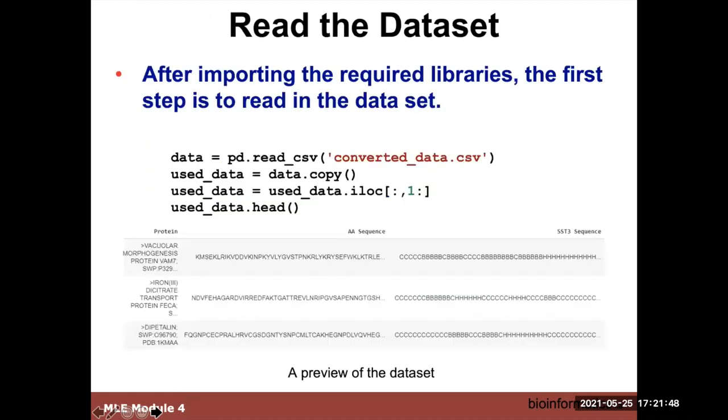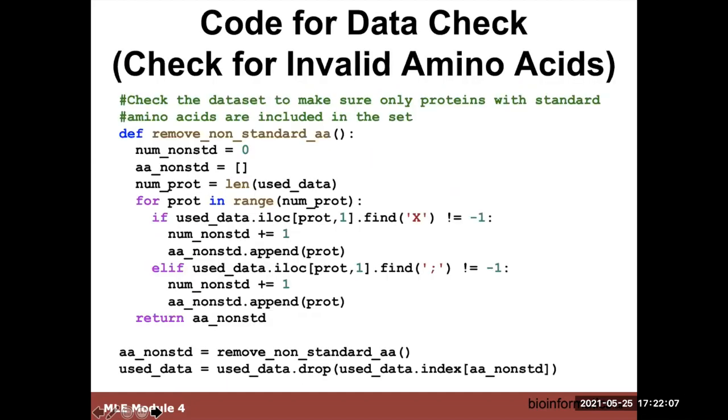Then we have to read our data. So this is still in a CSV format. The reading is a little different. It's not the same as the IRIS data anymore, but this is what the data looks like in terms of both the sequence and the secondary structure. So we can parse that out.